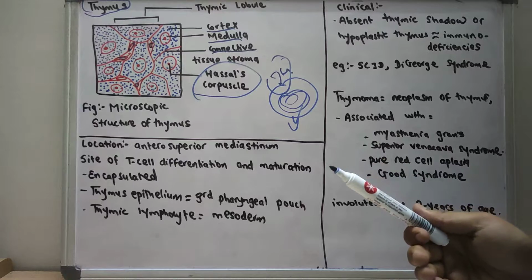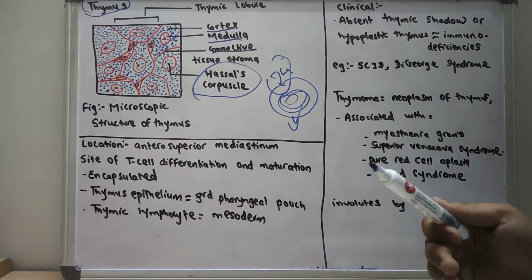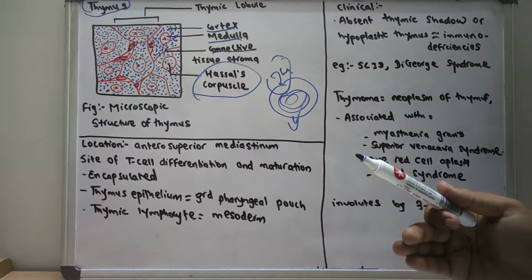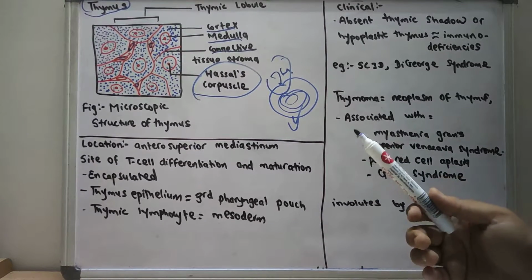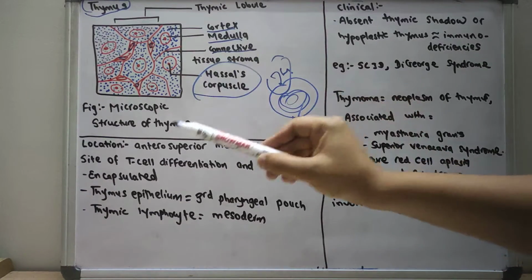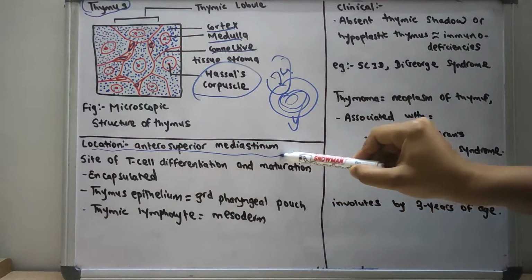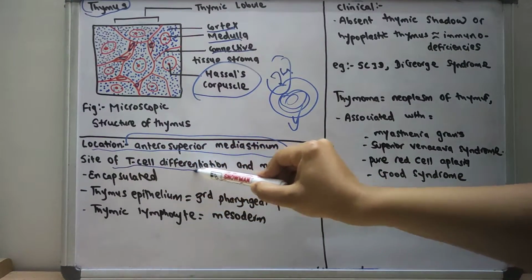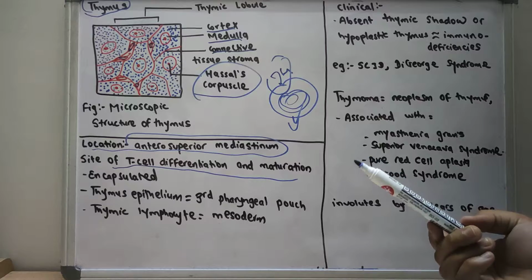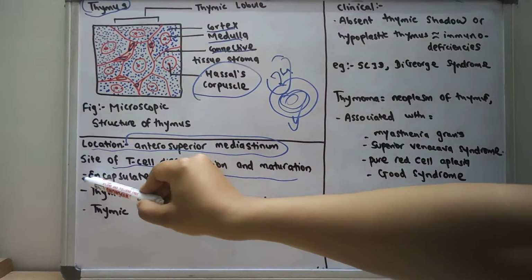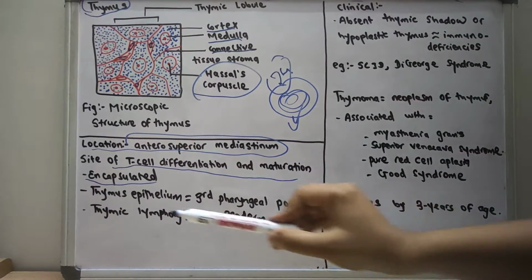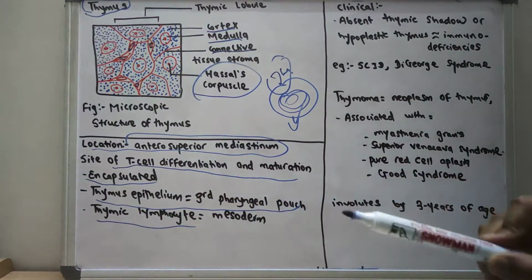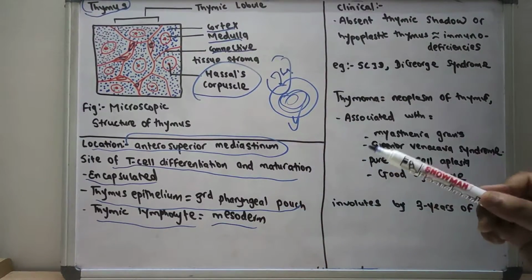The macrophages are found in large numbers in both the cortex and the medulla. They engulf antigens, and they also remove lymphocytes which might have been produced in excess. The location of the thymus is the anterior superior mediastinum, and the thymus is the site of T cell differentiation and maturation. The thymus is encapsulated, and the thymic epithelium is derived from the third pharyngeal pouch, whereas the thymic lymphocytes are derived from the mesoderm.